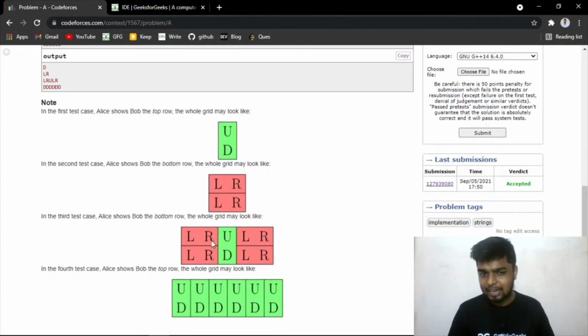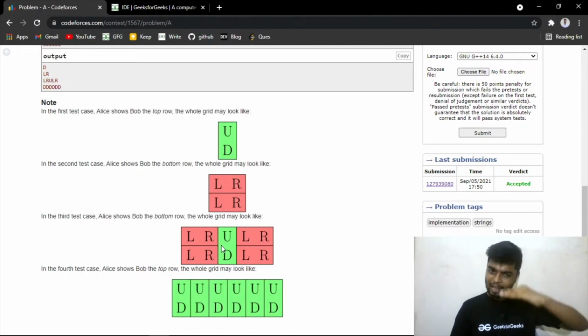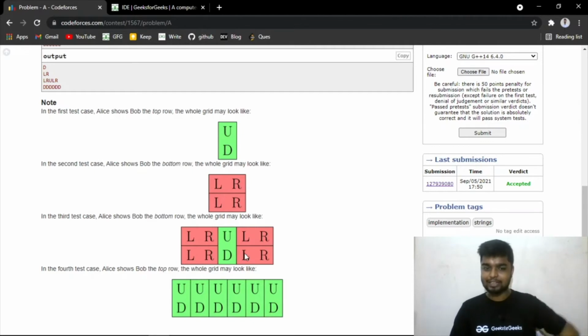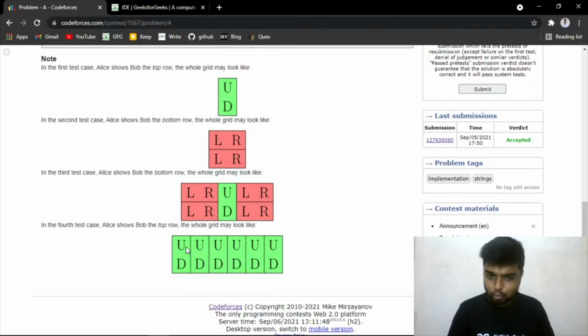So if you have LR, then below that you need to place LR again, and if you have U, then below that you need to place D. So if LR is horizontal, then you can have another horizontal LR below it. If you have U, then you need to have a D so that it can be kept vertically, right? And if you have an LR again, then below that row you will put again one LR, horizontally, correct?